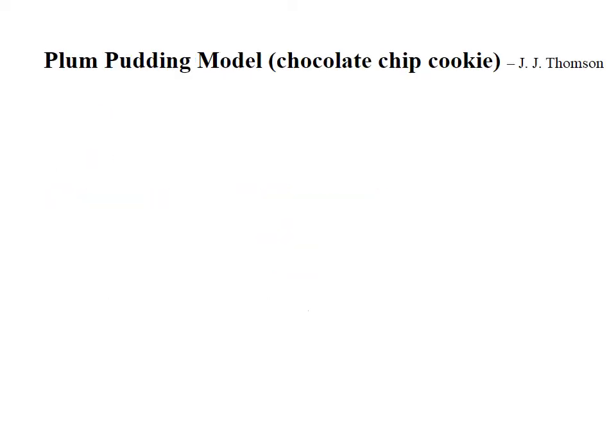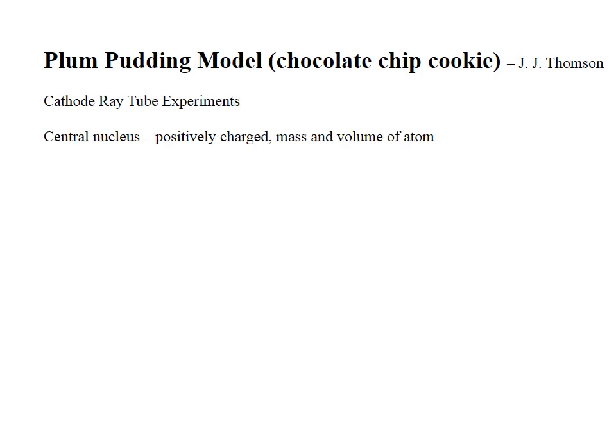Then in the late part of the 19th century, due to experiments with the cathode ray tube, came the plum pudding model, which I like to think of as the chocolate chip cookie model or blueberry muffin model. J.J. Thomson, the chap given credit mostly for this, says, well, actually atoms are divisible. You can think of them as having a central nucleus which is positively charged and makes up both the mass and the volume of the atom, and then stuck to this nucleus, which is like the cookie or the muffin part, are the electrons, which would be like the chocolate chips or the blueberries.